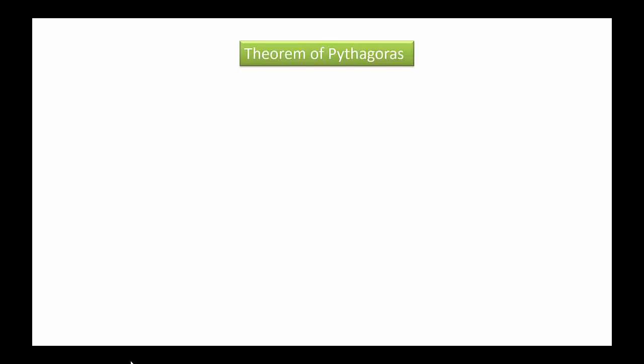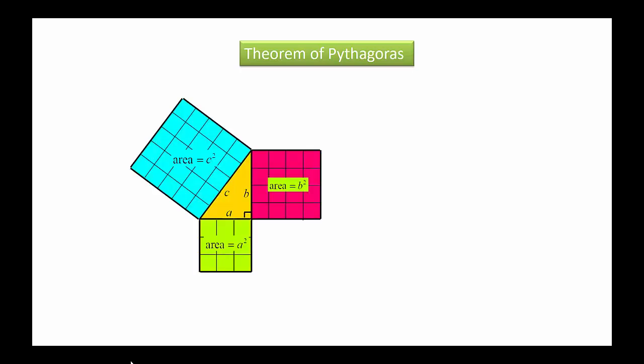Hi. Have you heard of the Theorem of Pythagoras? I'm sure you have. Let's see what it looks like. We have a triangle with sides A, B and C, and if we draw squares on each side of the triangle, we find that the sum of the area of the two smaller squares, in other words A squared plus B squared, is the same as the area of the larger square, C squared.